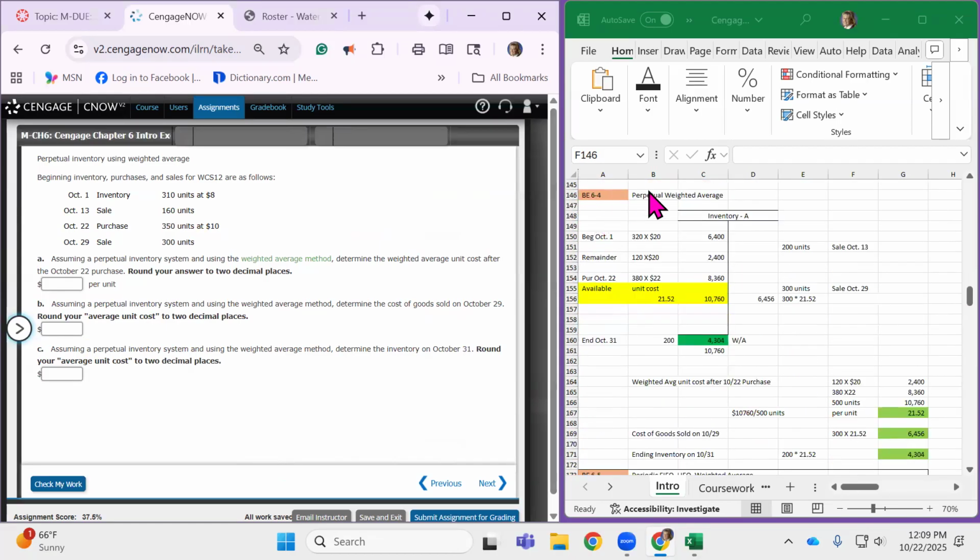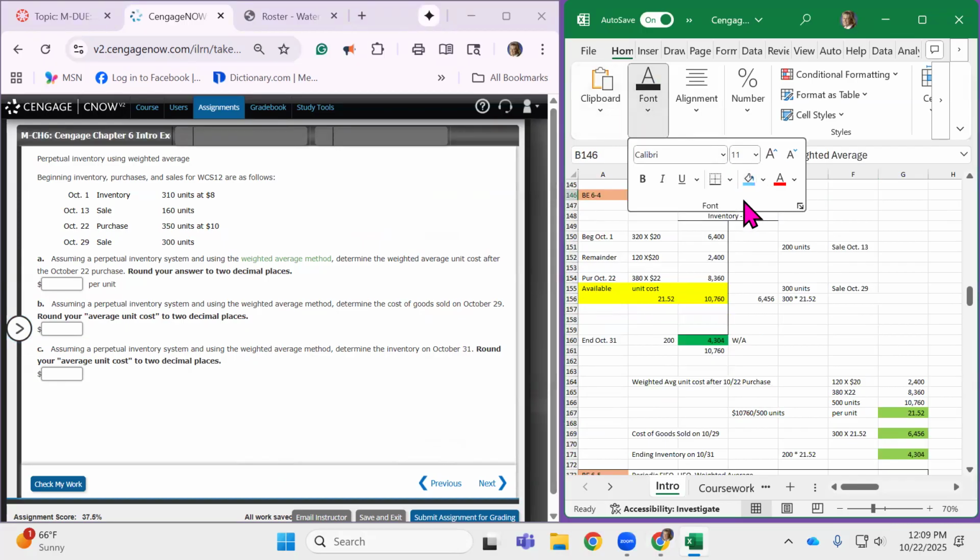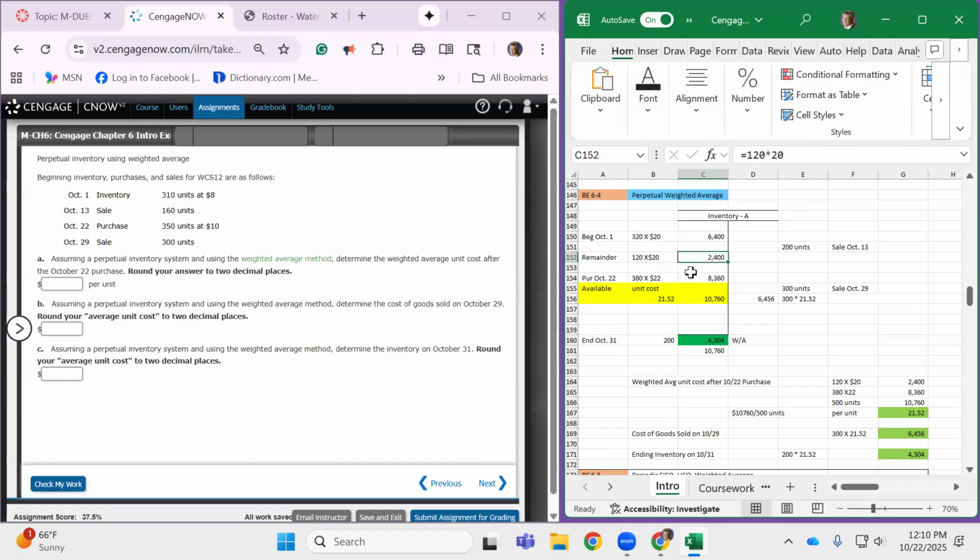But this is perpetual weighted average. So I would find out whether it's perpetual or periodic first. It'll tell you in the problem. And then it'll tell you what cost flow assumption to use. Okay, FIFO, LIFO, or weighted average. All right, this is where we're at. So we've got perpetual weighted average. And to most students, weighted average tends to make the most sense, okay?